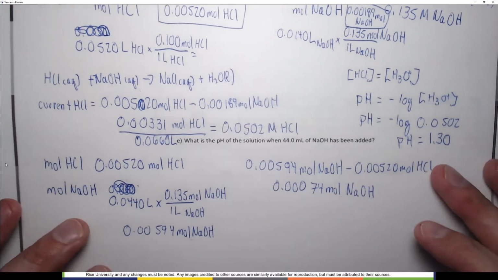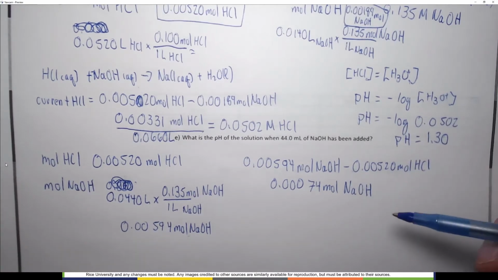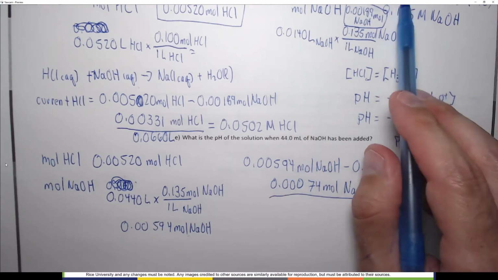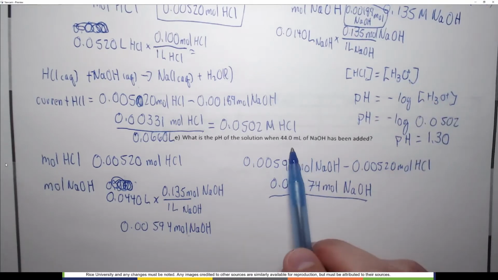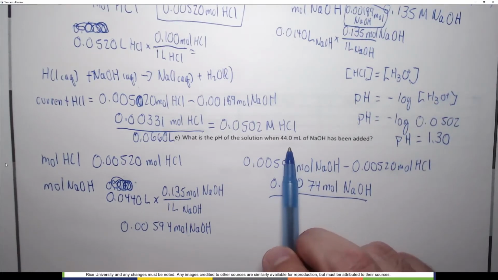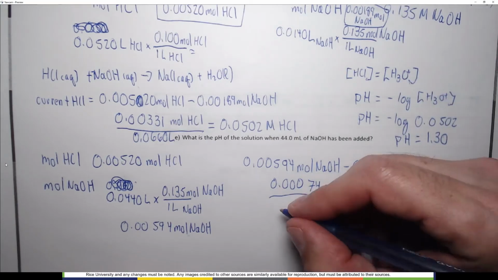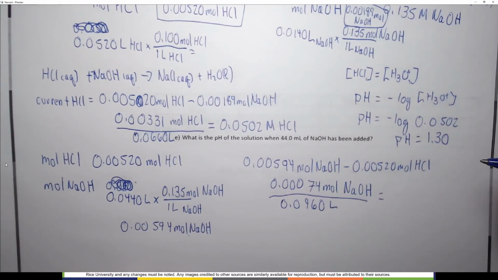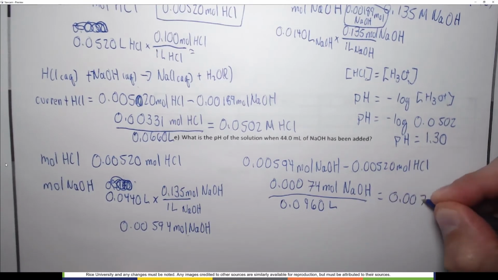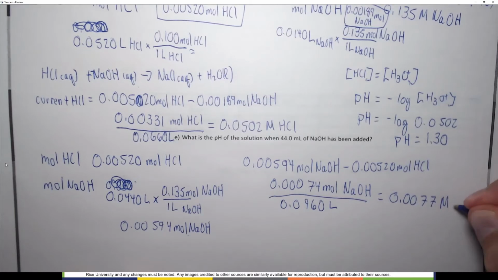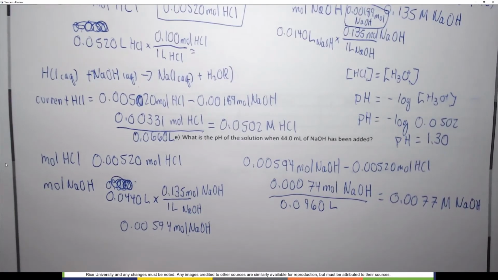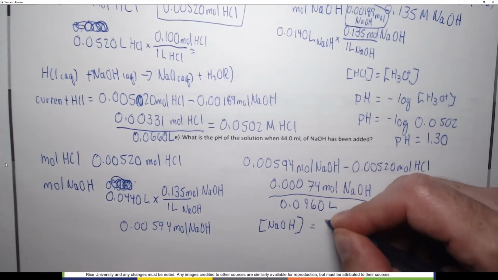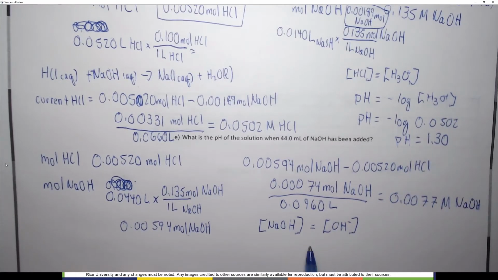Now we can find the concentration of OH minus by simply dividing this by the total volume. So we had 52 milliliters of the HCl, and we have 44 milliliters of the NaOH. 52 plus 44 is 96 milliliters, so I need to divide by 0.0960 liters. And we find that we have 0.0077 molar NaOH. Remember that concentration NaOH is exactly equal to the concentration of OH minus, because every NaOH gives us an OH minus in solution.